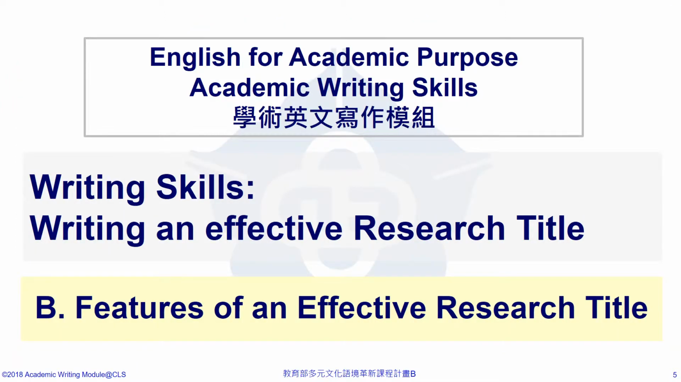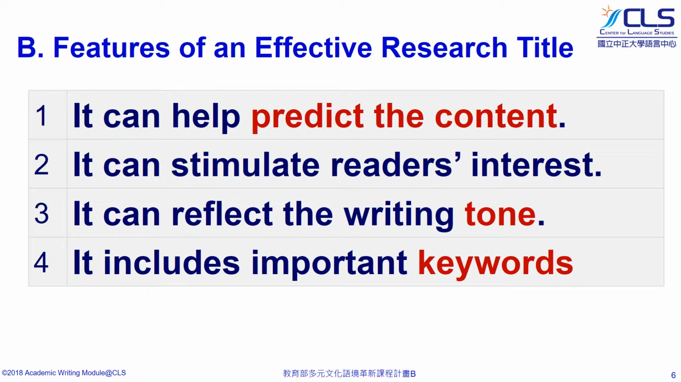Next, let's learn the features of an effective research title. An effective research title has the following features. First, it can help predict the content of a research paper. Second, it can stimulate readers' interest. Third, it can reflect the writing tone. And fourth, it includes important keywords.